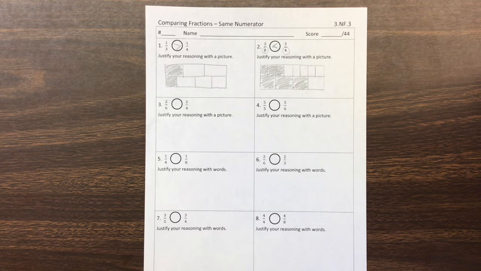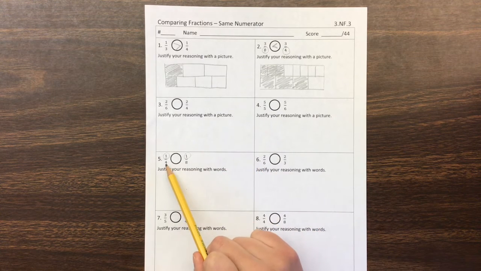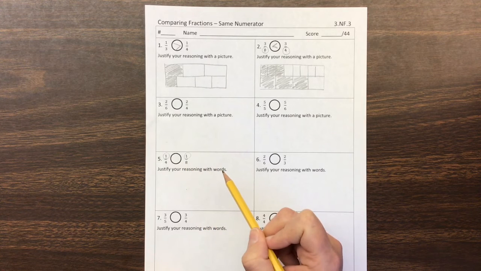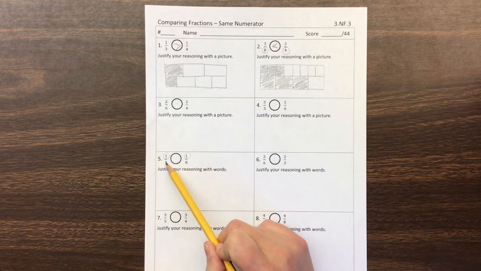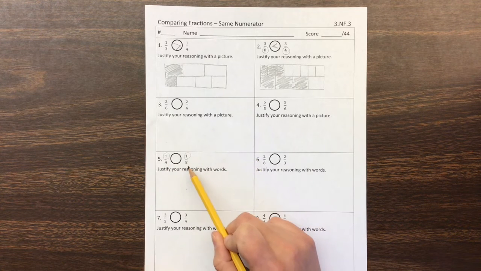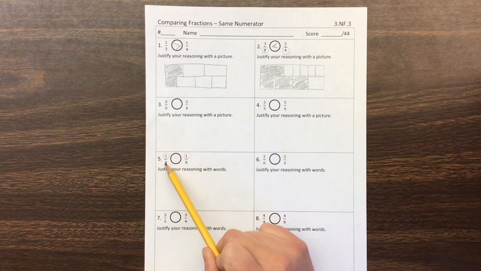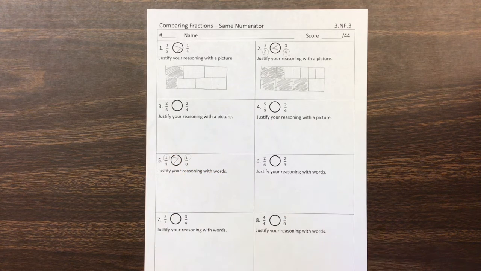All right, let's get started with number 5, 1/4 compared to 1/8. When the numerators are the same, all I have to do is look at the denominators and really think about what those denominators mean. I know that a 4 means that my whole has been divided into 4 pieces, and the 8 means that my whole is divided into 8 pieces. So 4ths, those pieces are a lot larger than the 8ths. So that means that 1/4 is greater than 1/8.